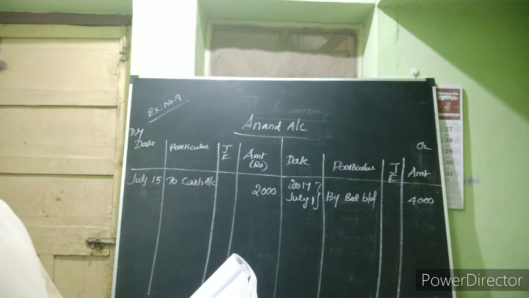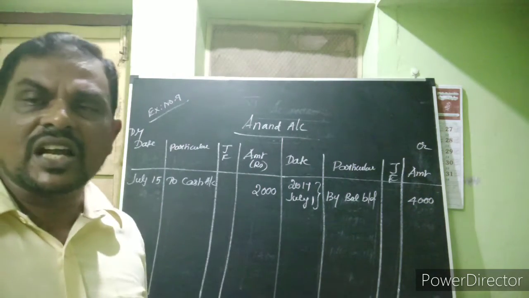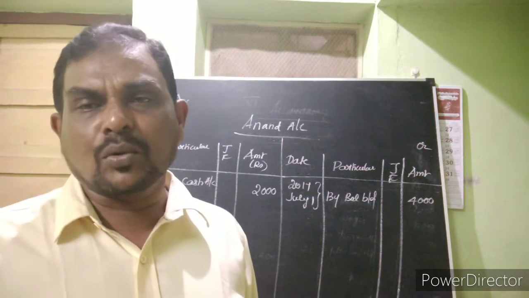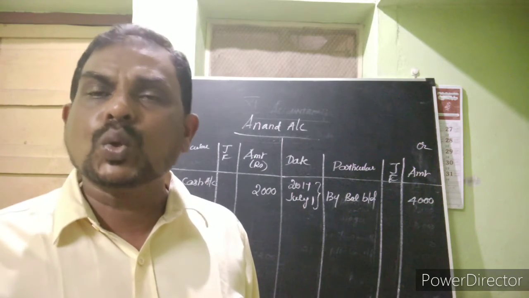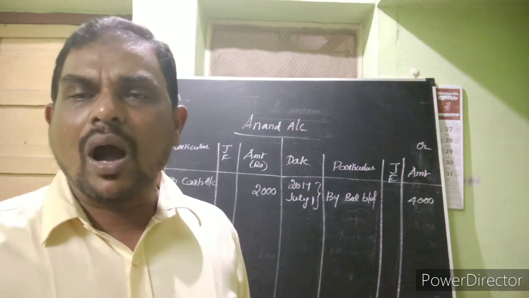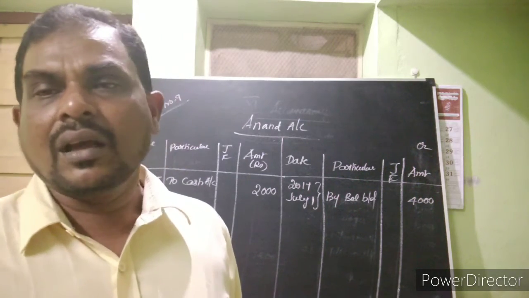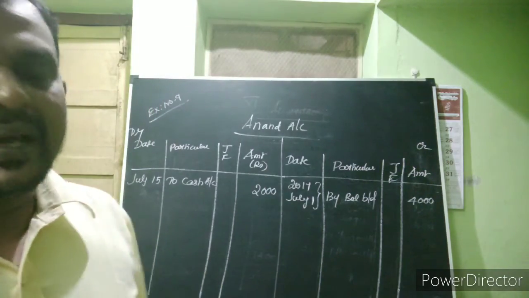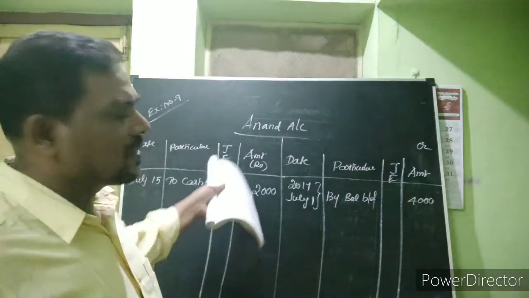Goods purchased from Anand on credit. What is the journal entry? This is a credit purchase. From Anand we purchase some goods. So purchase account debit to Anand account. So now Anand account is on the credit side. Anand account is on the credit side.